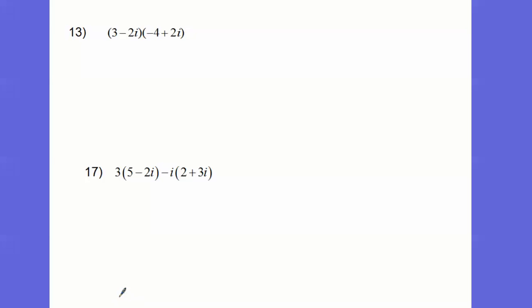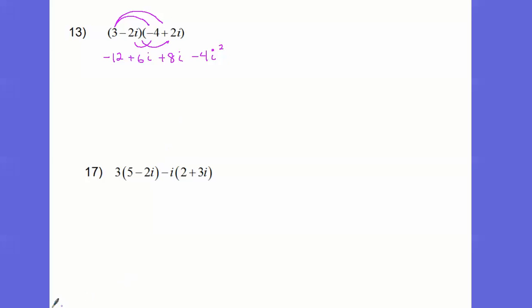This is simply a FOILing problem. Two binomials multiplied together. If I take 3 times negative 4, I'm going to get a negative 12. If I take 3 times a positive 2i, I'm going to have positive 6i. Here, negative 2i times negative 4 gives me a positive 8i. Lastly here, I'll have a negative 2i times a positive 2i. That's going to give me a negative 4i squared.